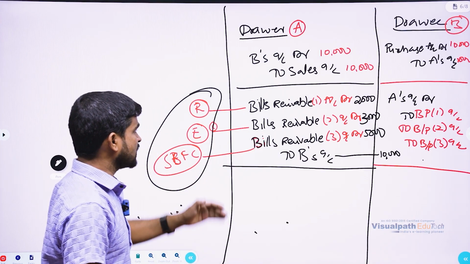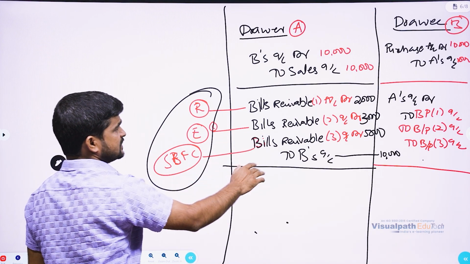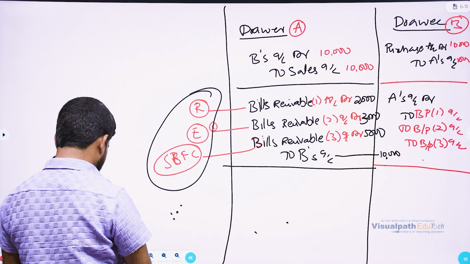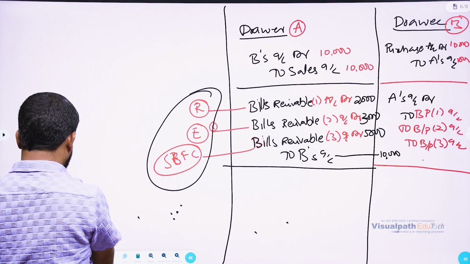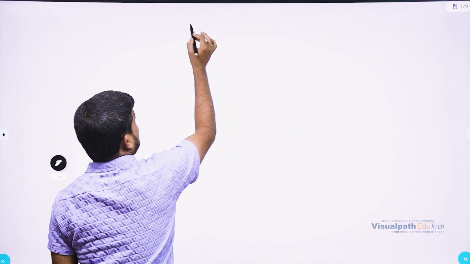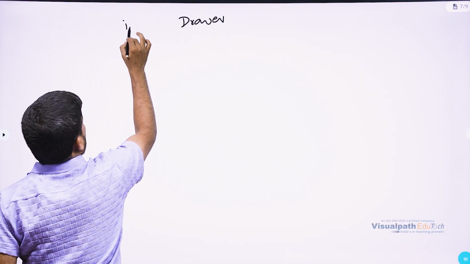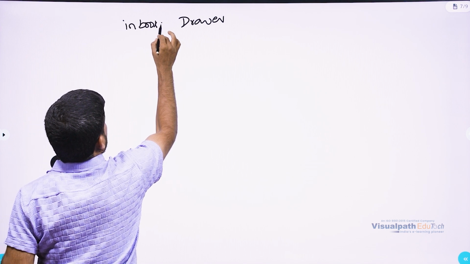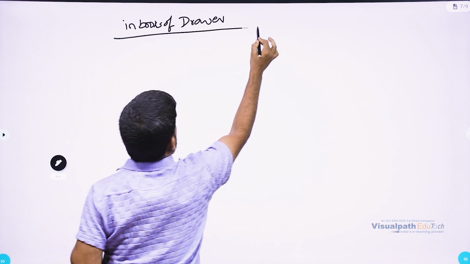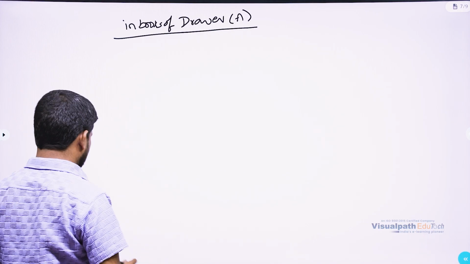This point we have already discussed in the introduction. Let's see the entries for when the bills are utilized in different ways. Just copy these two entries, then we'll take the remaining entries in the books of both parties, especially in the books of the drawer. So now we'll write in the books of the drawer, which is A. On the basis of each situation, I will give the entries here.